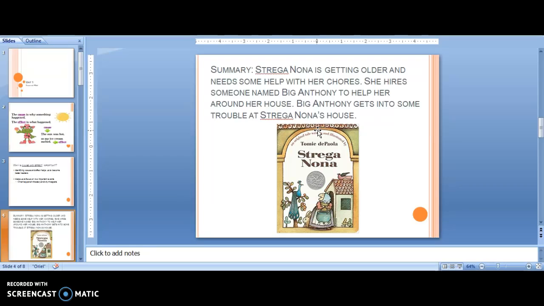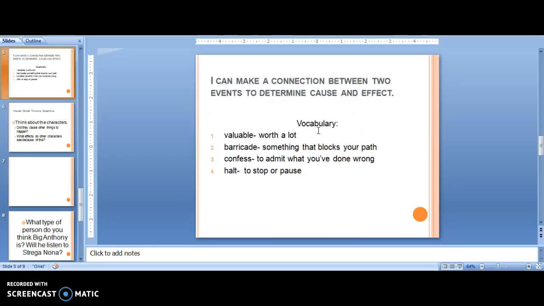gets into. But before we read, we want to discuss our I can statement and some vocabulary that we'll see in our story. So our objective is, I can make a connection between two events to determine cause and effect.